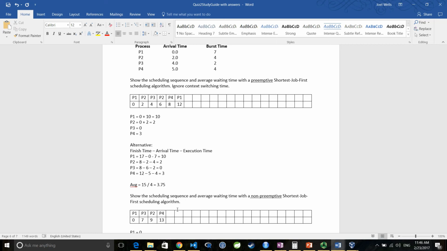P2? Yes. Why is it not this? Because it executes again. P2 gets preempted by P3. Yep, good question though.